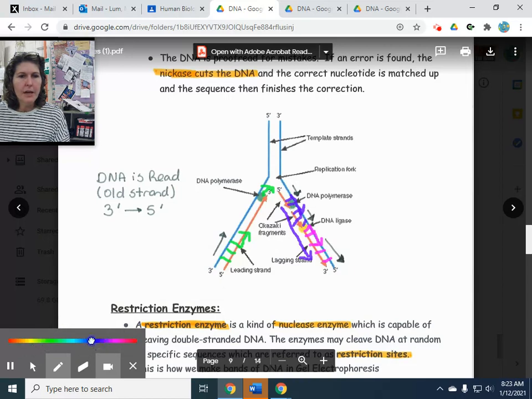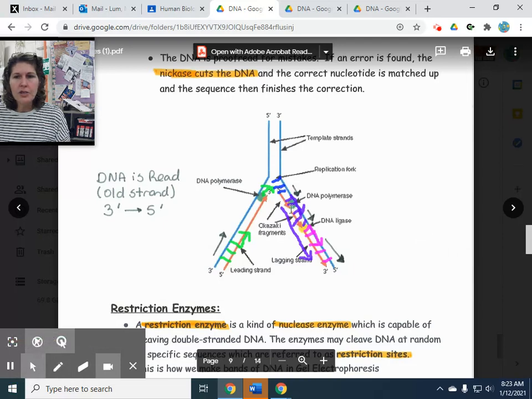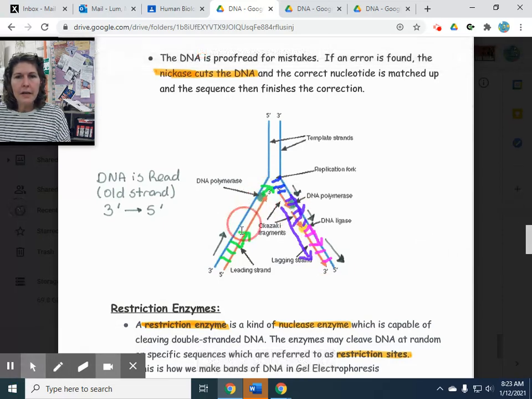He goes and does it again. He goes, oh, okay, I got to go back. My replication fork opened up again. Let me hook on to where that RNA primase made my little docking point. He hooks back up again, and he's going to keep going. By the time you're done, this strand and this strand is going to be completely identical.